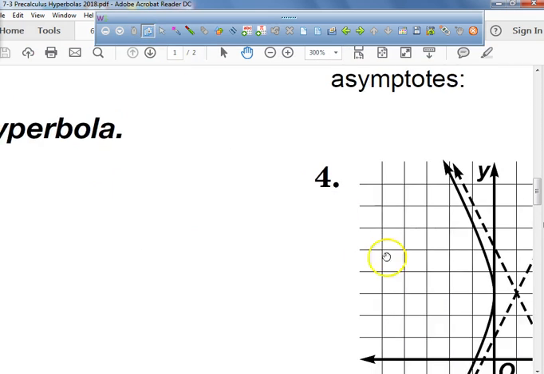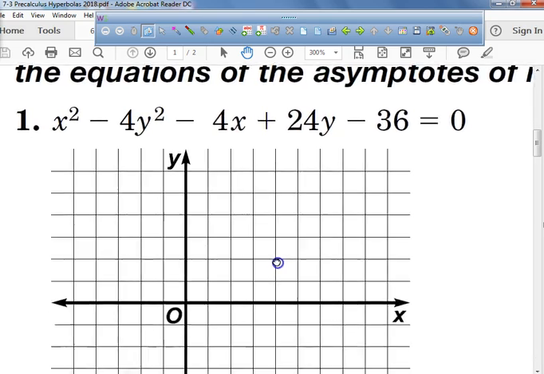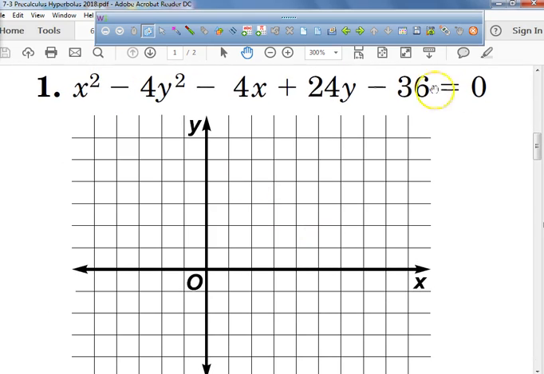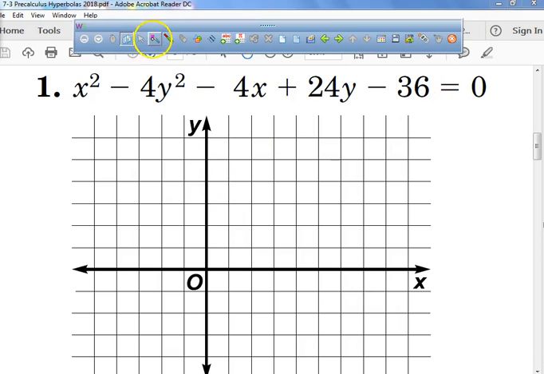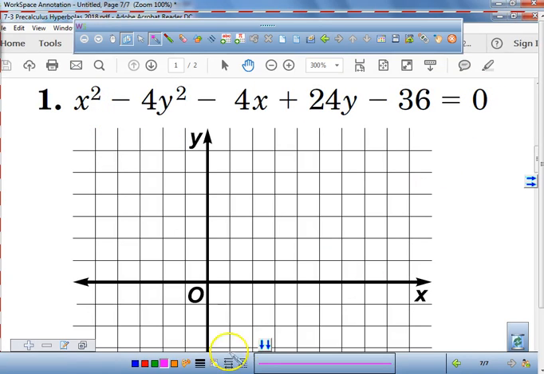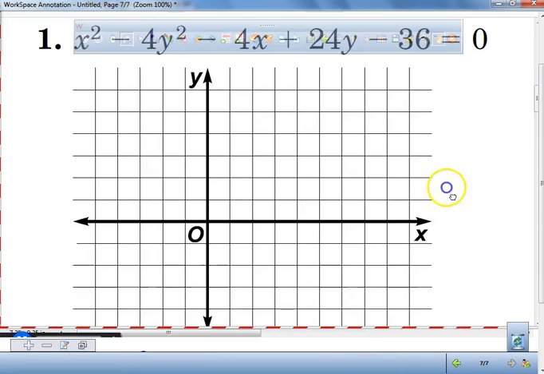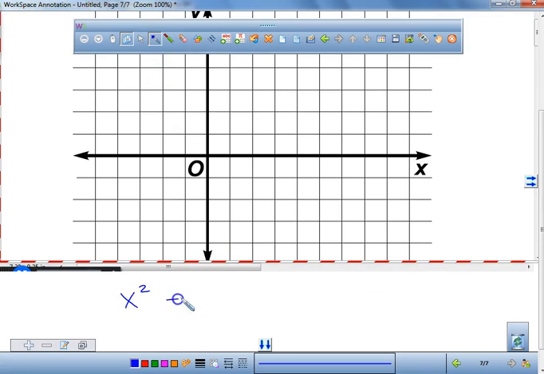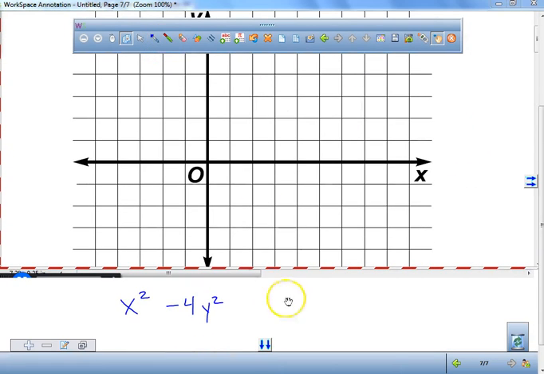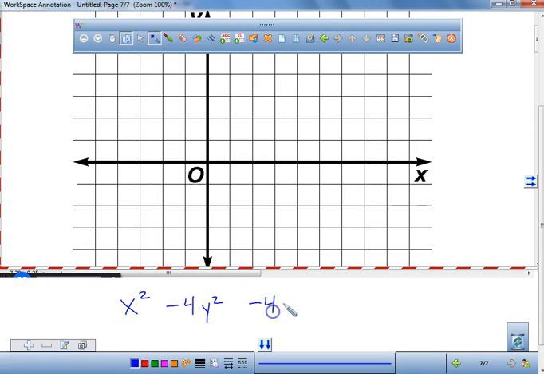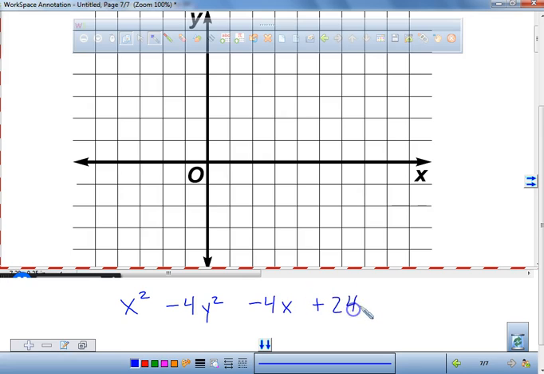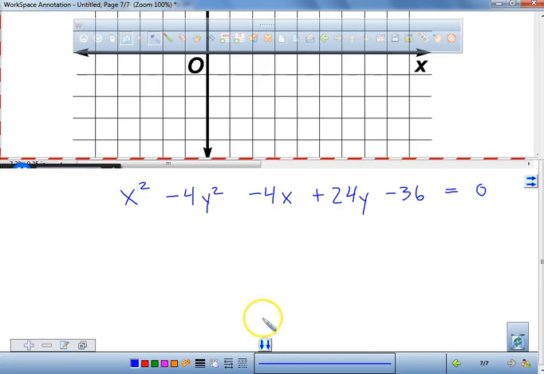Now it's time to do something difficult. Right now, what I need you guys to do is put problem number 1 in your journal. Just write down the equation, just like that, because we have to complete the square. So write down problem number 1 in your journal exactly as it appears. X squared minus 4y squared minus 4x plus 24y's minus 36 equals a whole lot of that. That's what I need you guys to put into your journal.